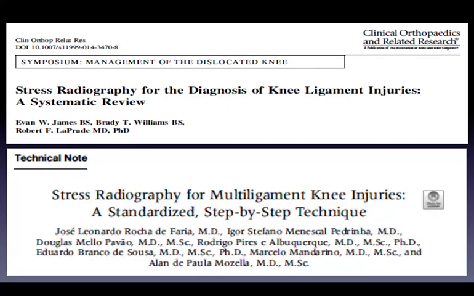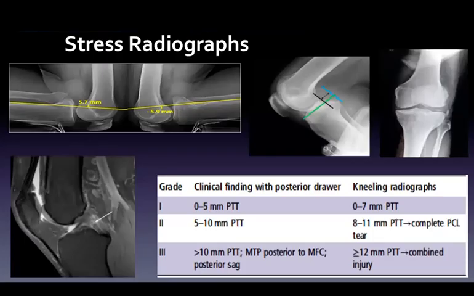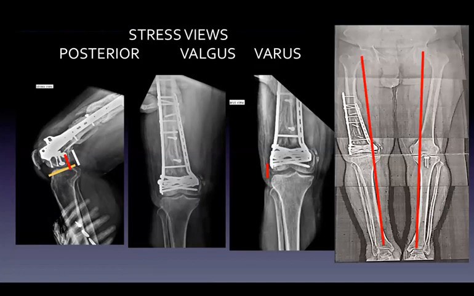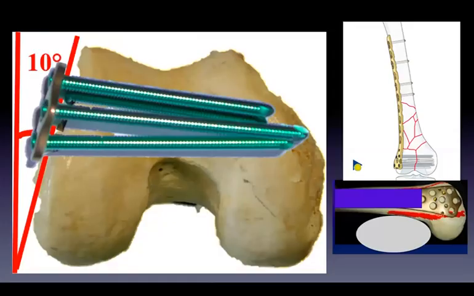Keeping this in mind, we thought of doing stress radiography for him, which is a well established means of getting a clinical diagnosis. We did a posterior stress view, and we can see the exaggerated posterior tibial translation. We also did a varus and valgus stress view, and we can see that there is an opening on the varus on the lateral side. The scanogram showed no gross bony alignment issues. So we decided to go ahead with a soft tissue reconstructive procedure without any bony procedure.